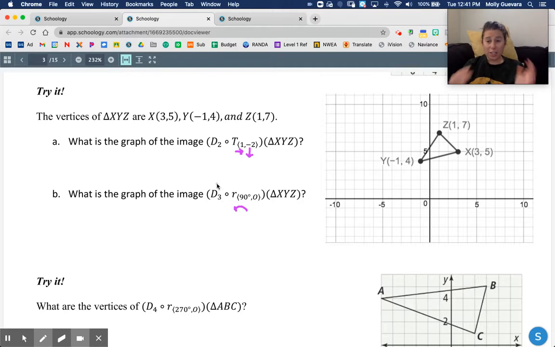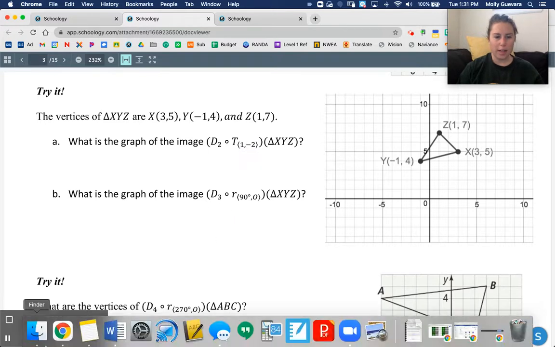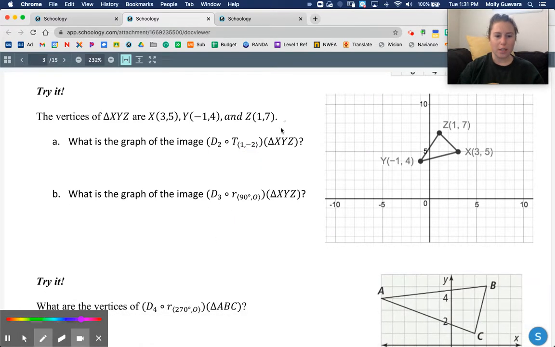Okay, I want you guys to try it. If you get it wrong, it's no big deal. That's why we work in pencil. But I do want you to try it. And then when you're ready to review it, just hit play. All right, guys, so hopefully you gave this a shot. Let's go ahead and look at part A here.